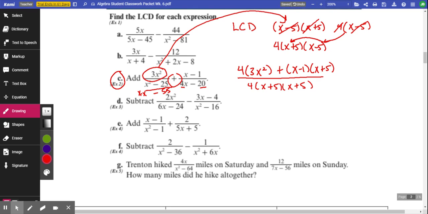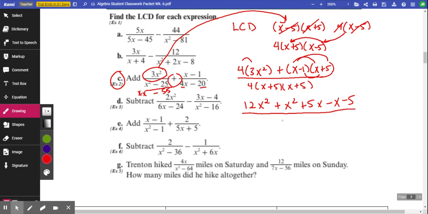So let's start working. 4 times 3 is 12. We have 12x squared. And then we're going to FOIL this. So we have x times x is x squared, plus 5x, and then minus x, minus 5, and let's put that all over the denominator. We don't want to forget that. 4 times x plus 5. Oh, and I made a little error there, right? I wrote plus 5 twice. Let's correct that. It should be x minus 5.